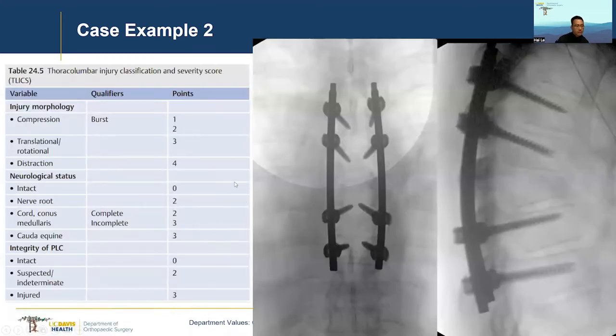So by calculation, this is a translational or rotational injury, so 3 points. The patient has a complete spinal cord injury, so that's 2 points. That's already 5, right? So even by that alone, that requires some kind of surgical intervention. And the PLC is injured, as you can tell from the posterior CT. So this patient has a score of 8.